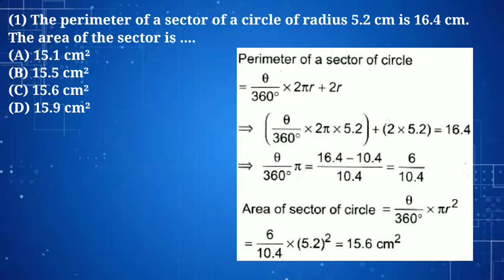Then area of sector of circle is equal to theta by 360 into pi r square. Substitute 6 by 10.4 in the place of theta by 360 into pi. That means 6 by 10.4 into 5.2 the whole square, that is the radius. Then you will get 15.6 centimeter square. So the option is C.